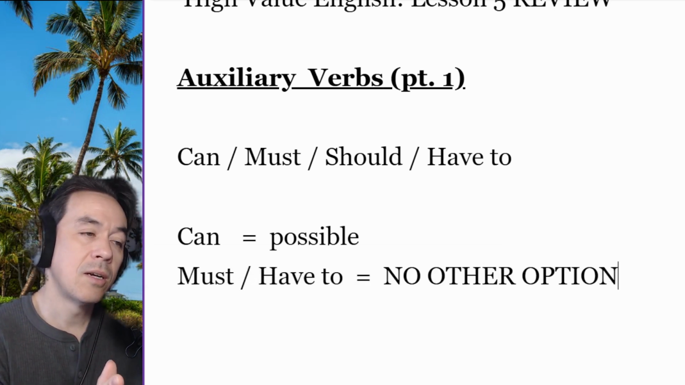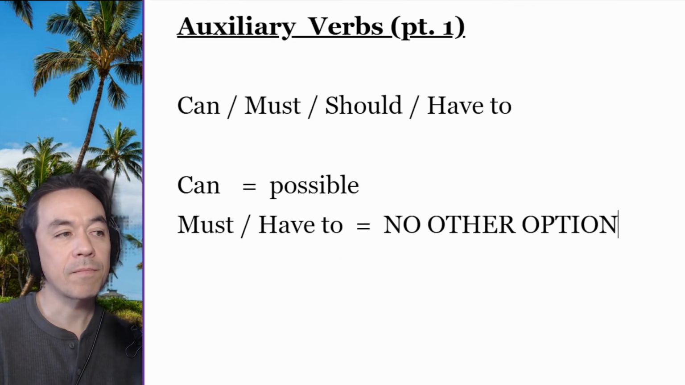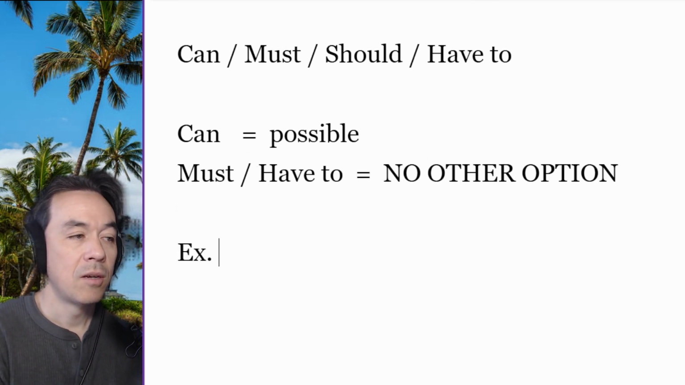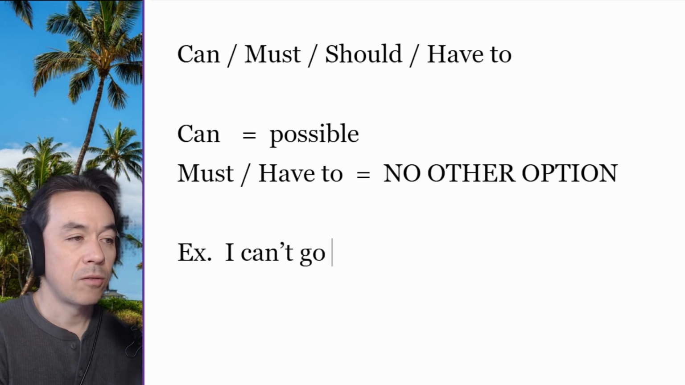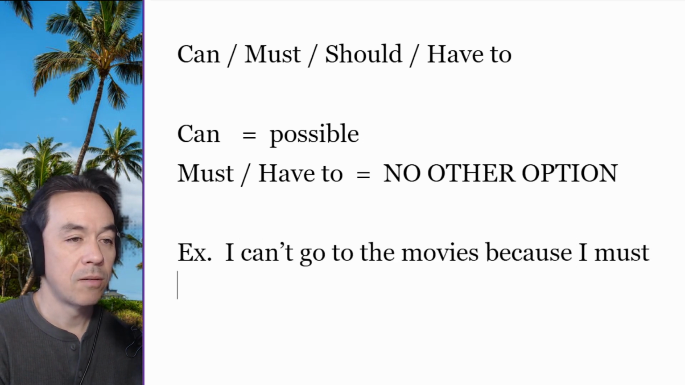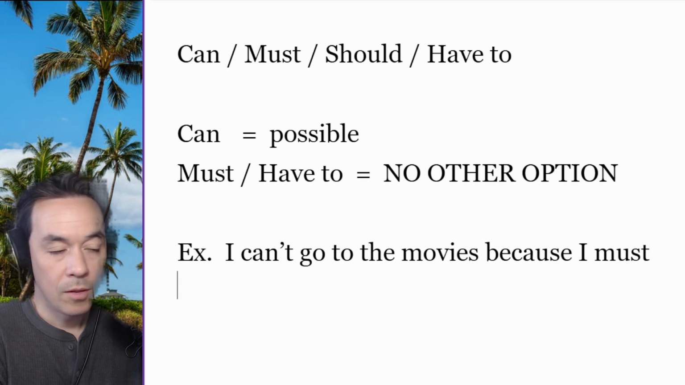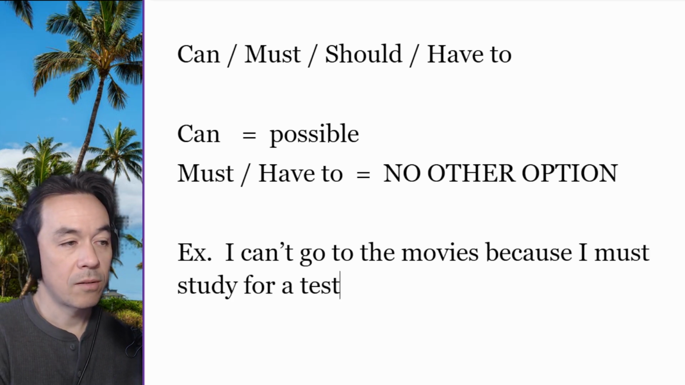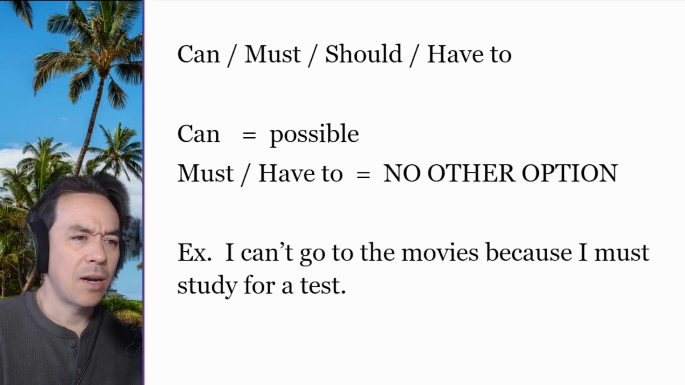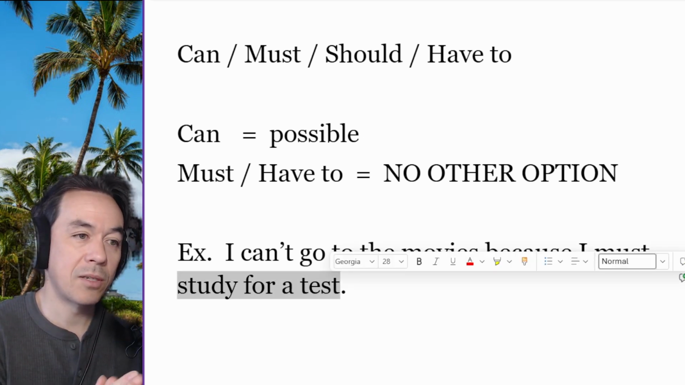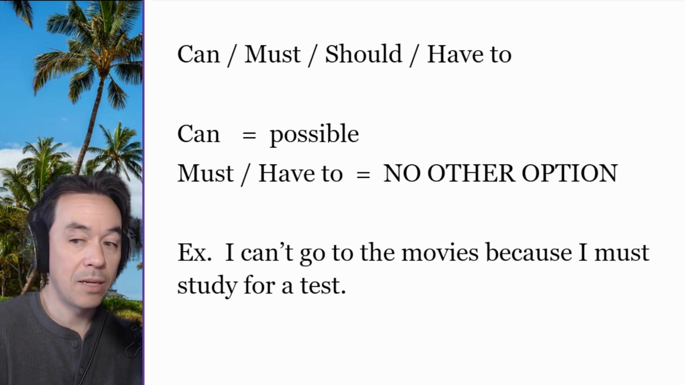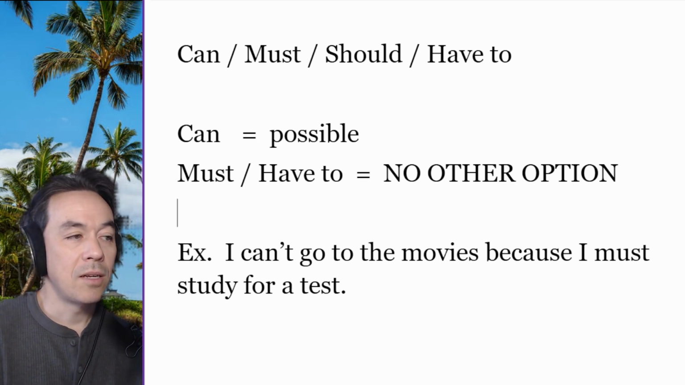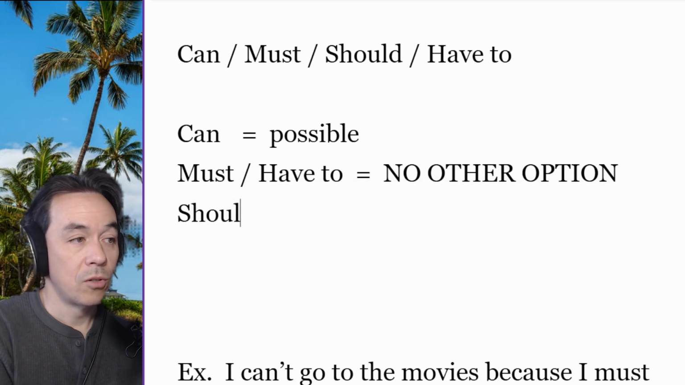So there's only this one option. For example, I can't go to the movies because I must study for a test. Now, because you're saying I must, you're kind of commanding yourself. I don't really think so. I'm just saying this is the only option. Studying for the test is the only option I have, even if it's from me, but it's not really a command.